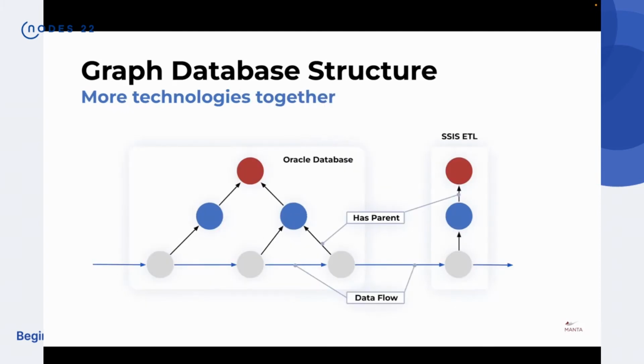Here is shown how more technologies come together. Every technology has its own hierarchy, and those hierarchies are connected on the leaves by data flows. That's how we store it in the database, and where we run our graph database queries.